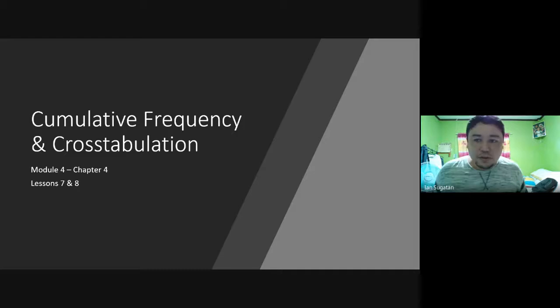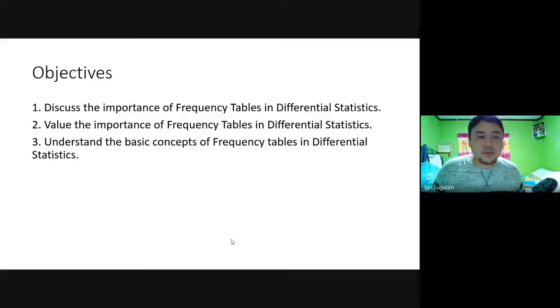So, the fourth session is about cumulative frequency and cross-tabulation. This will be on Module 4, Chapter 4. We have two lessons, 7 and 8. This evening we are going to discuss the importance of frequency tables in differential statistics, then the value and importance of frequency tables in differential statistics, and number 3, understand the basic concepts of frequency tables in differential statistics. I think this should be easy for us to understand.